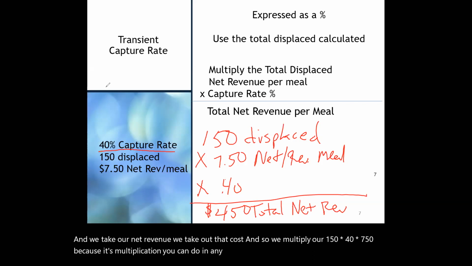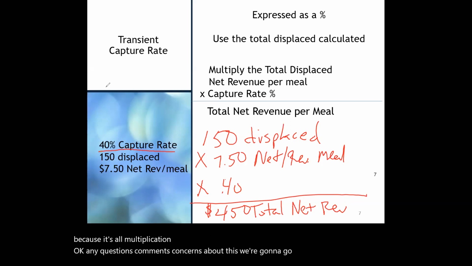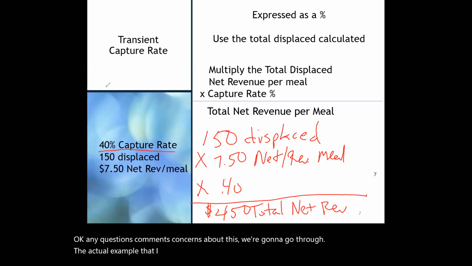Okay, any questions, comments, concerns about this? We're going to go through the actual example that I have on Canvas, so you'll see it in the format that you'll notice in the Excel spreadsheet. But any questions about calculating this?